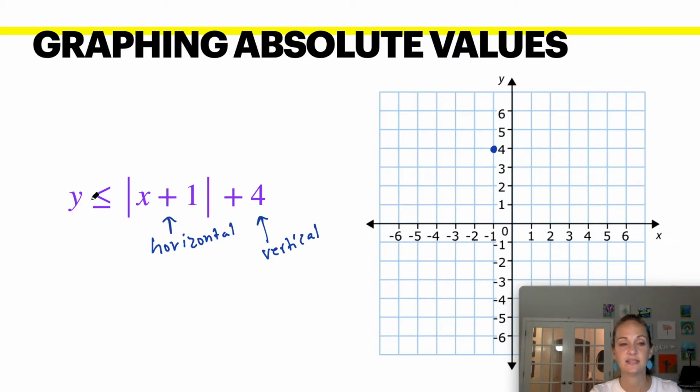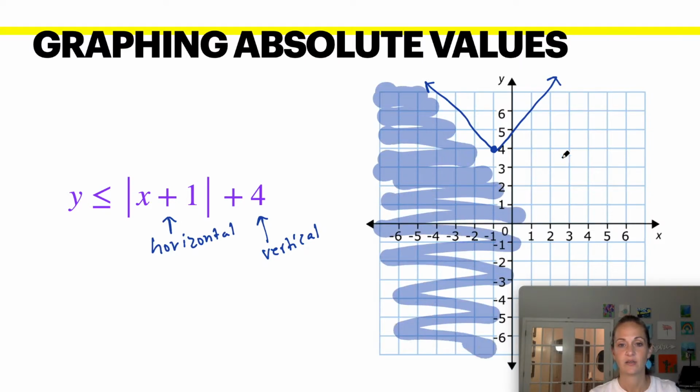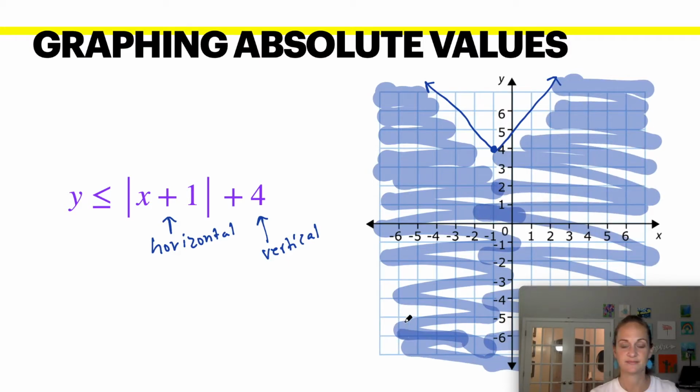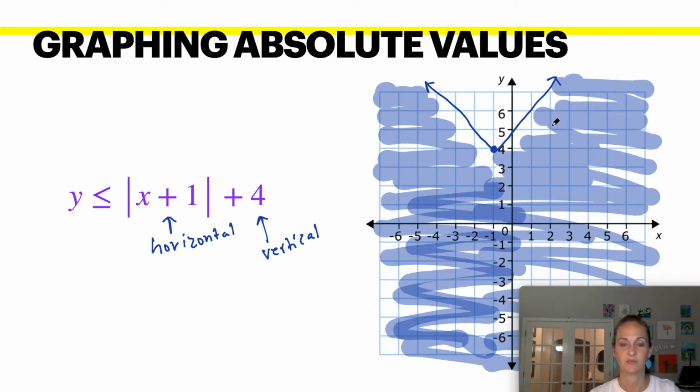It does include the line because it has a line underneath, so therefore it is going to be a solid V. It is not going to be dotted. And we are shading everything below this graph because all of the y values are less than this graph. And so you would shade everything below this line.